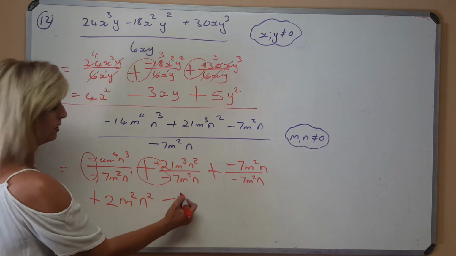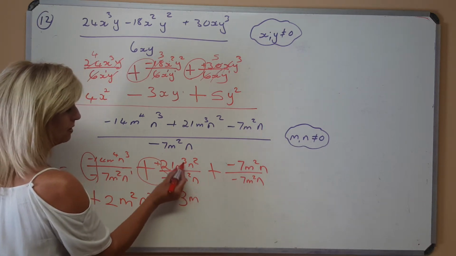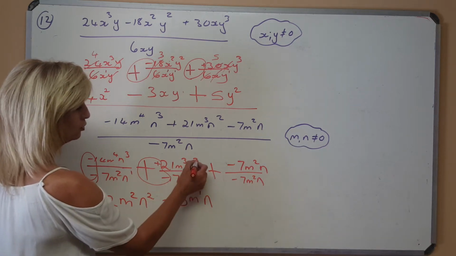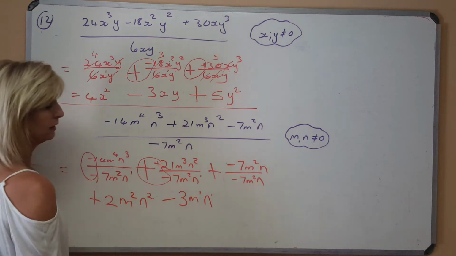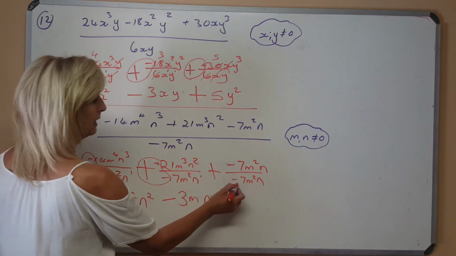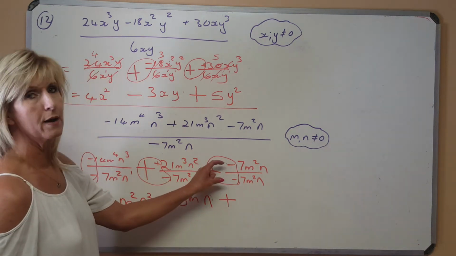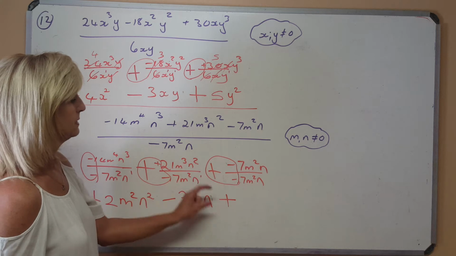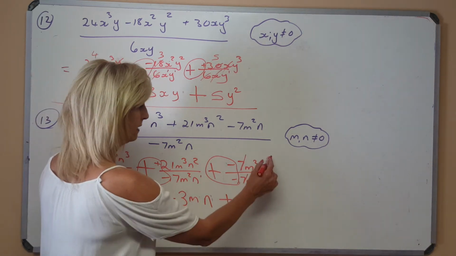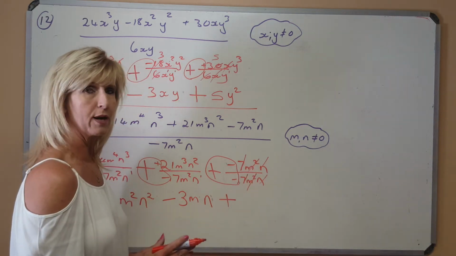7 goes into 21 3 times. Weer die m, hou die m, tot die mag 3 trek af 2 is 1. En dan weer n, 2 trek af 1 is ook 1. And you don't have to write the ones, but if you do, it's fine. En hierdie teken gaan weer 'n plus wees, because a minus divided by a minus is a plus, times a plus stays a plus. The 7s can just drop away, the n's can just drop away, the m squares can just drop away, so nothing.